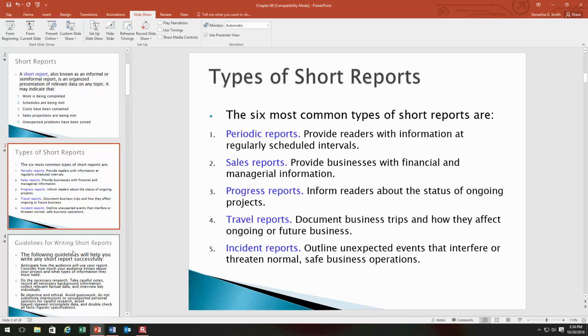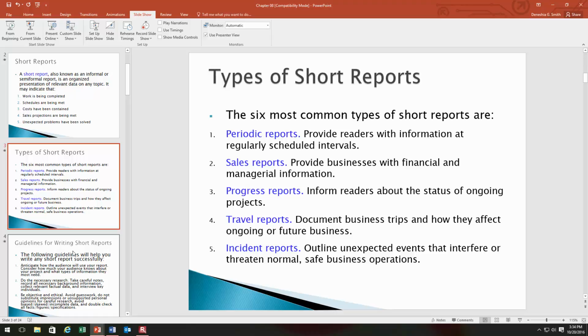A periodic report provides readers with information at regularly scheduled intervals. So it's a regular thing that you would have to provide this report. If you're in a situation where you're periodically having to update your supervisor or your team, that would be an example of a periodic report.